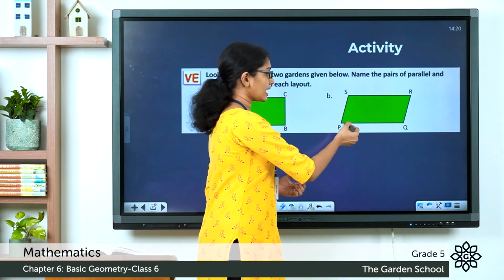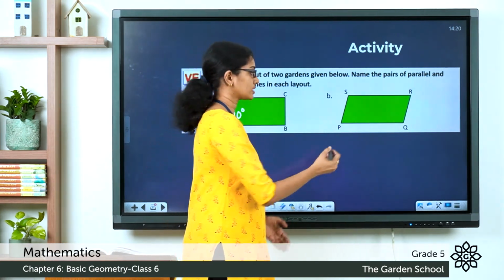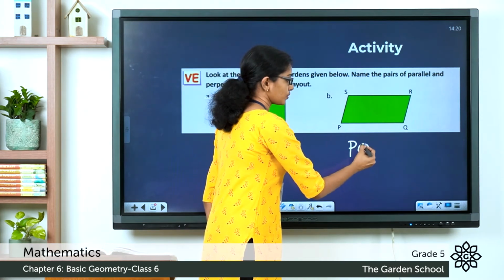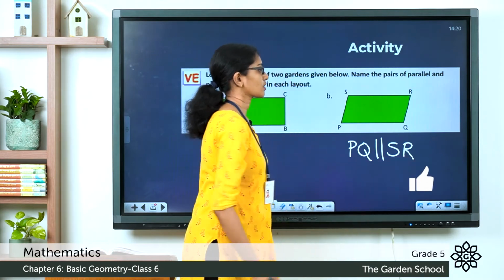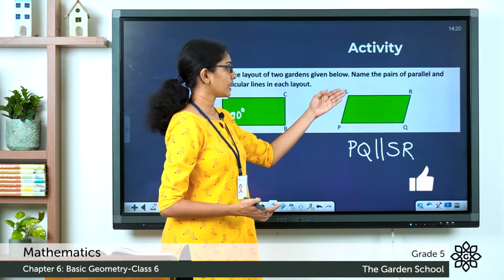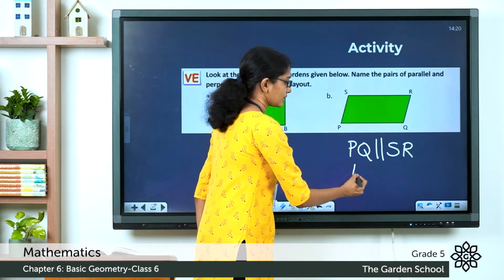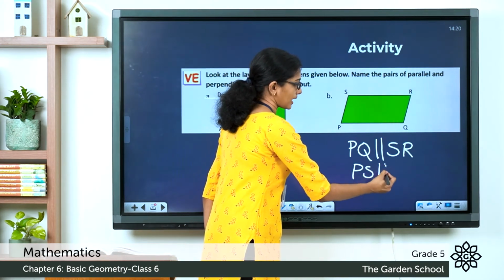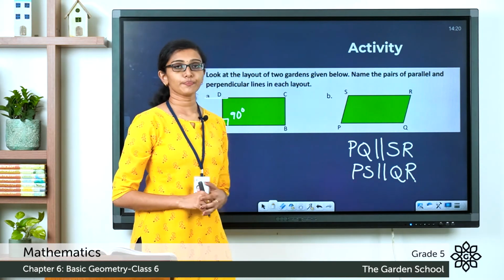Similarly, question B. Let's see the set of parallel lines first. The parallel lines are line PQ parallel SR. How do you represent it? PQ parallel SR. Also, the lines PS and QR, they are also parallel lines. So, let's write that PS parallel to QR. These are the parallel lines.